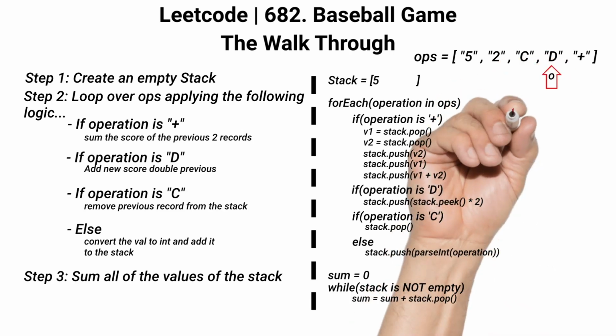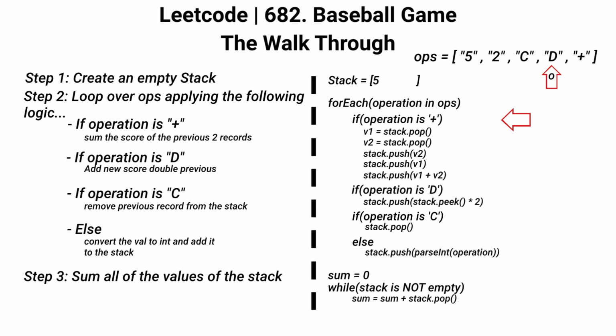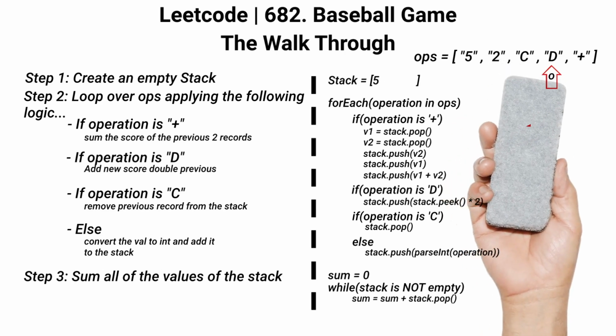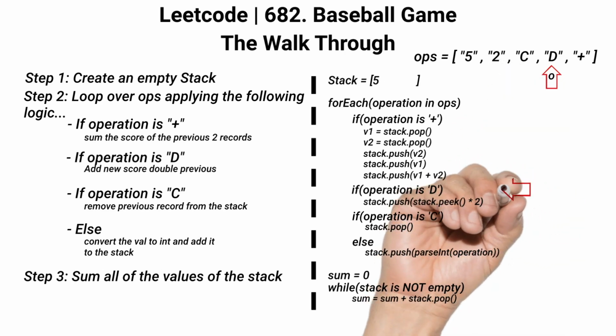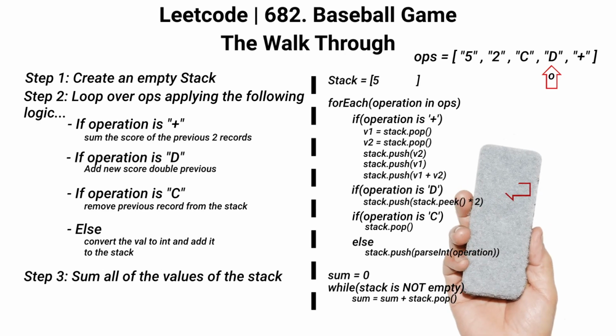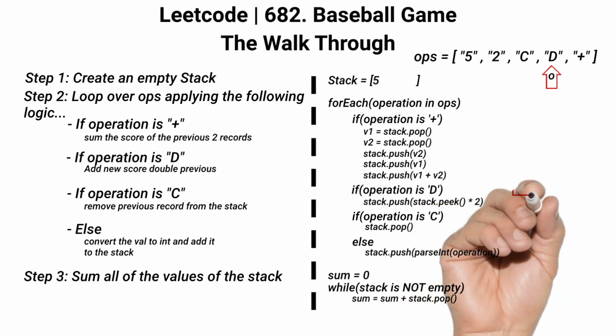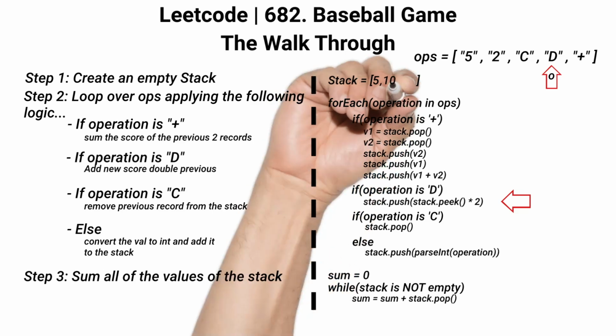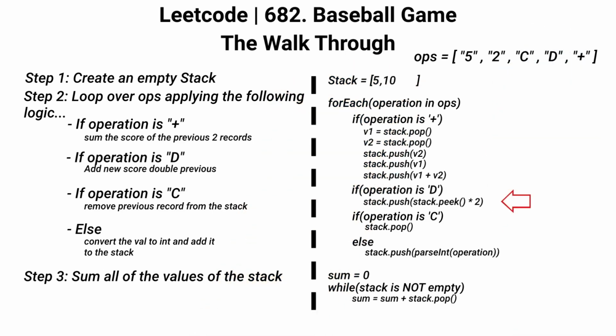Now the next operation is the D, which does not equal plus, so we skip that. D does equal D, so what we want to do now is take the top item of the stack, times it by 2, so 5 times 2 is 10, and push that to the stack.